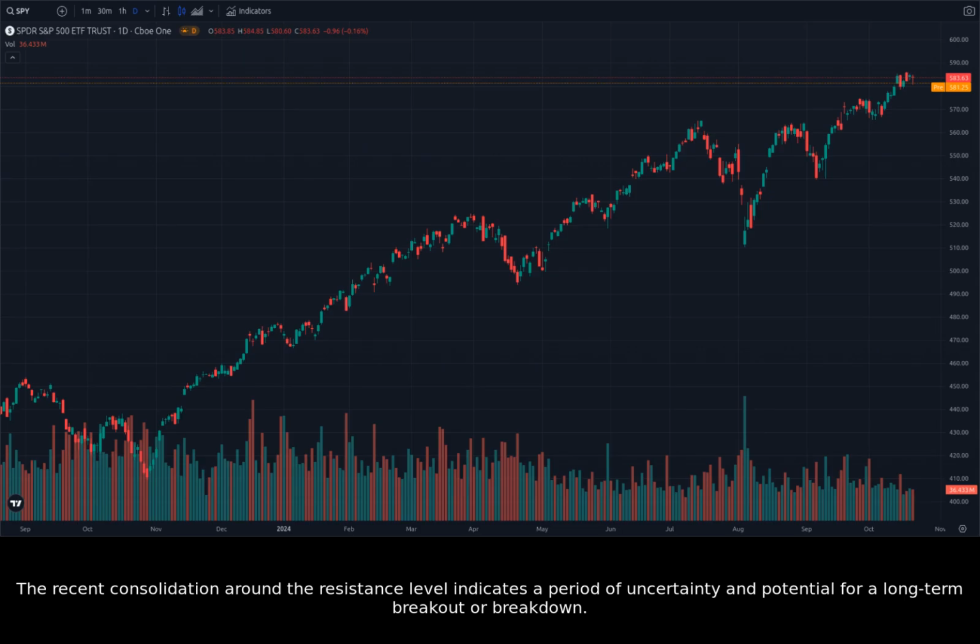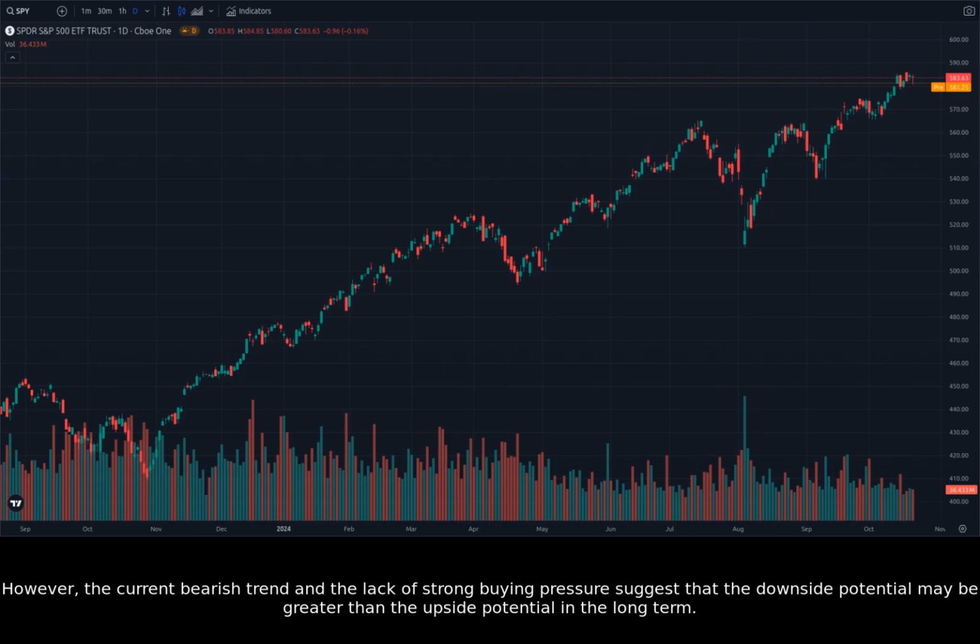The recent consolidation around the resistance level indicates a period of uncertainty and potential for a long-term breakout or breakdown. However, the current bearish trend and the lack of strong buying pressure suggest that the downside potential may be greater than the upside potential in the long term.